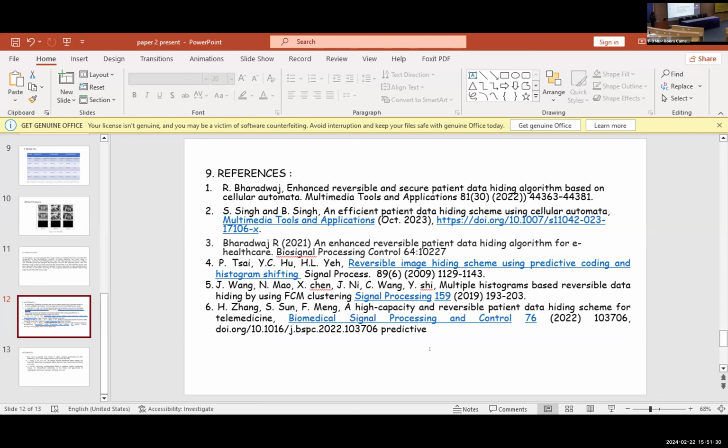So how many papers have you published till now? Sir, I have already published a paper in biomedical science, having impact factor 5.2, a reversible data hiding technique using medical data. Oh, that's good. Okay, all the best. Thank you. Okay, thank you, sir.